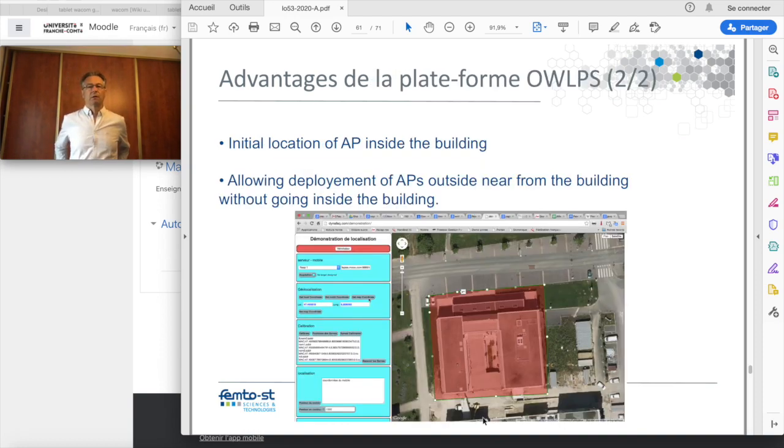So finally, the access points are inside the building, and also you can deploy easily access points outside the building, near the building, of course, and using this you can have also short-term application.